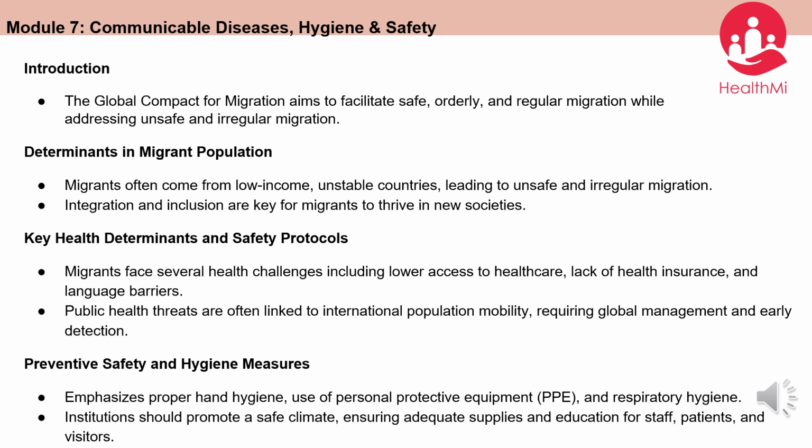Introduction. The Global Compact for Migration aims to facilitate safe, orderly, and regular migration while addressing unsafe and irregular migration. Determinants in migrant population. Migrants often come from low-income, unstable countries, leading to unsafe and irregular migration. Integration and inclusion are key for migrants to thrive in new societies. Key health determinants and safety protocols.